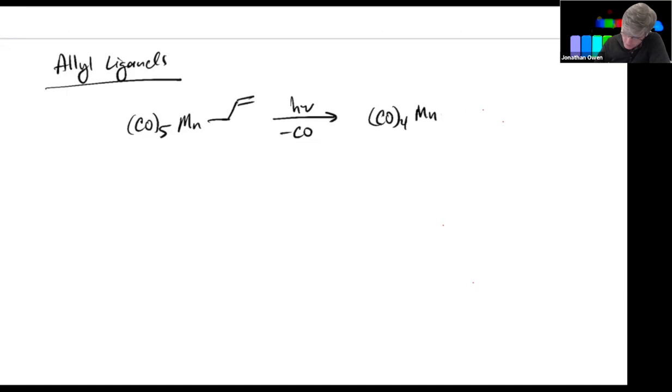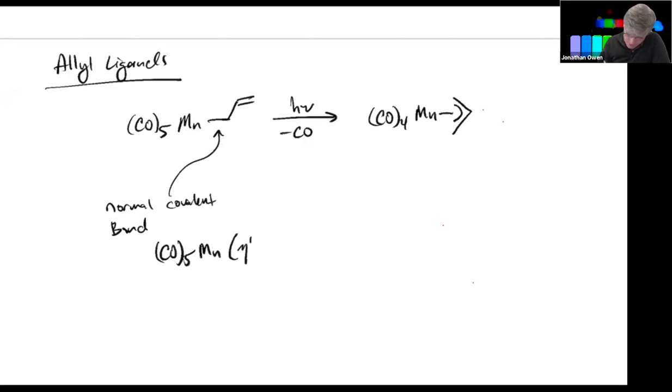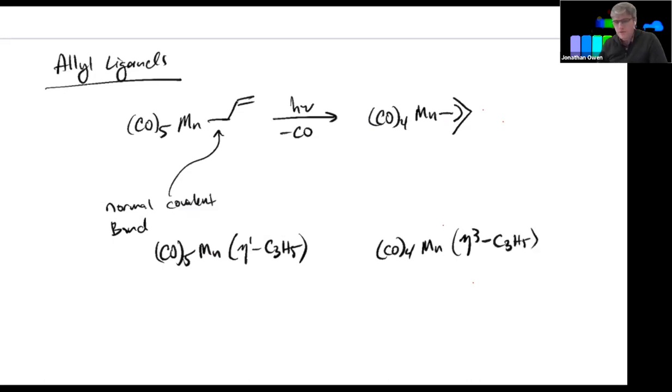I'm going to redraw that just a little bit more carefully. What does that look like? What is that thing? That is an allyl fragment that makes 3 connections to a manganese center. Okay, so this guy is sort of simple, normal covalent bond. What is going on with that guy? So this thing here, we've got CO 5 manganese, and I'm going to write it out like this: η1-C3H5. This one here is CO 4 times manganese, η3-C3H5. η3 means 3 connections.